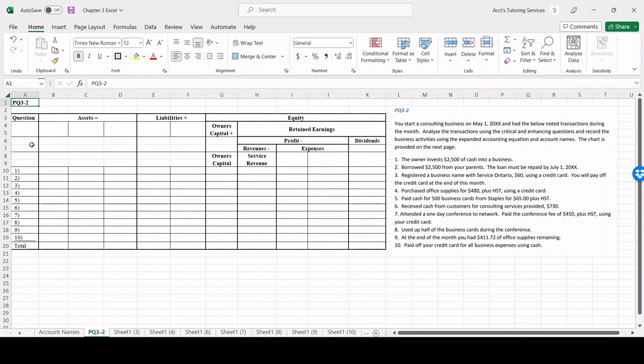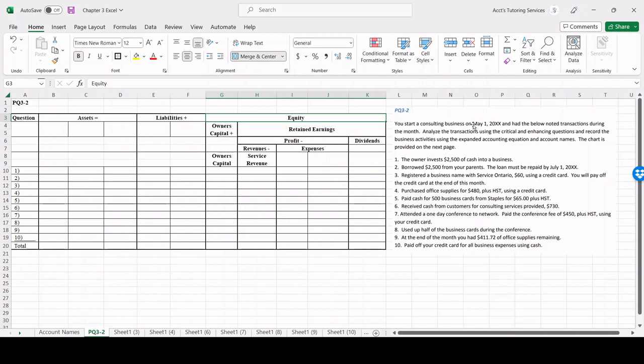So even though critical and enhancing questions are given to us in this course, like I said before, we're going to ignore those. We're going to approach it in a different way where we're going to think about it logically. And now, instead of just recording it under assets, liability, or equity, we're going to actually figure out what the actual account names are and place it within that part now. So let's get started. PQ3-2.